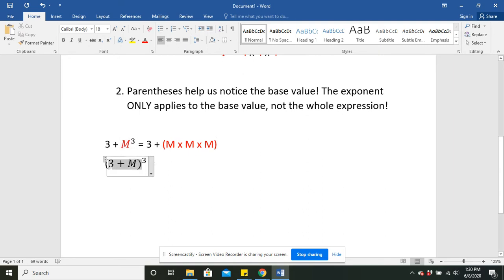Now, in the second expression, we have parentheses that actually show that 3 plus m is the entire base value. So that means that 3 plus m is what gets multiplied by itself 3 times. So again, our base value is in parentheses, so we multiply that whole base value by itself 3 times because the exponent is 3.